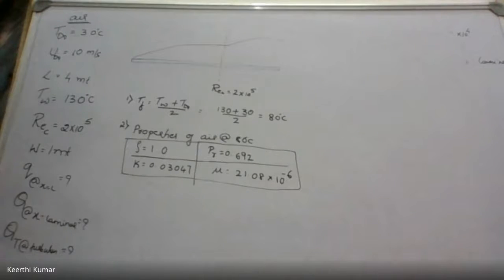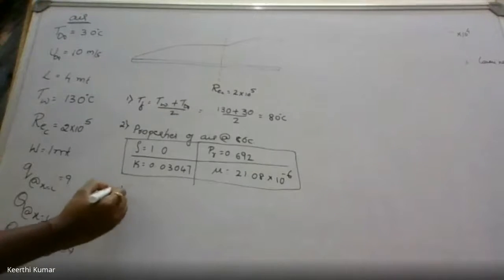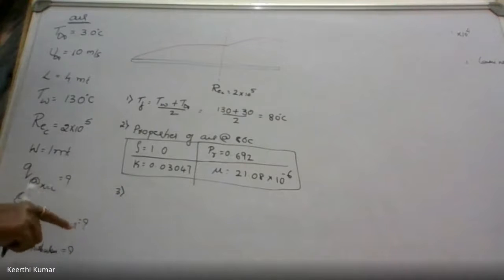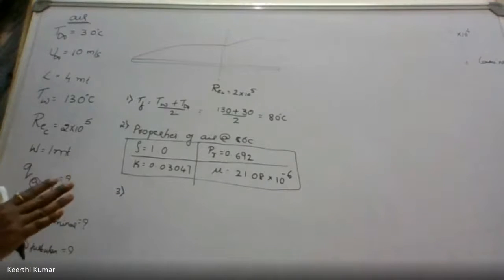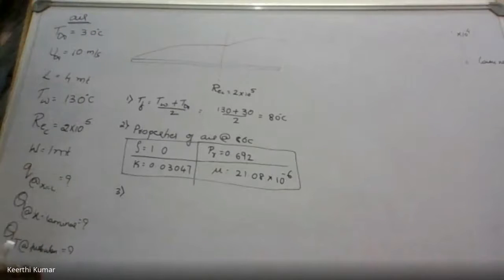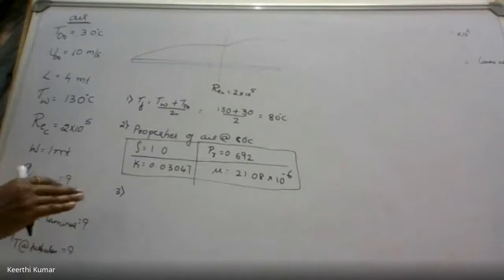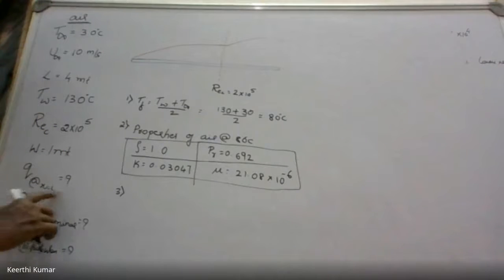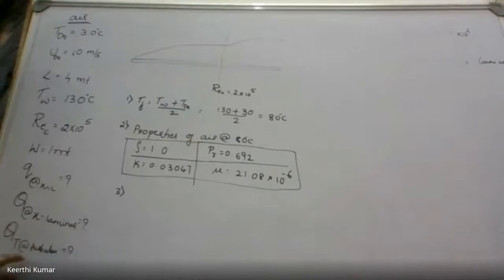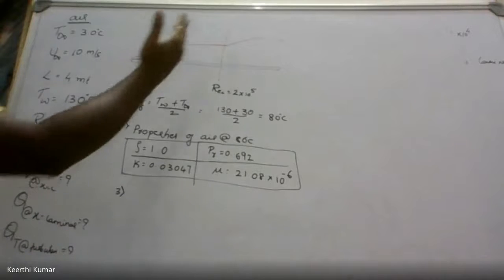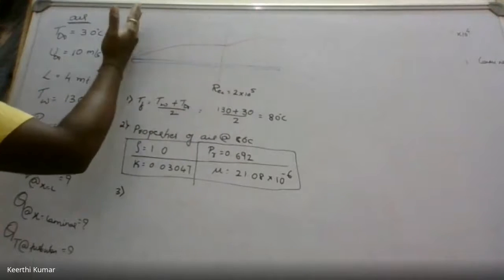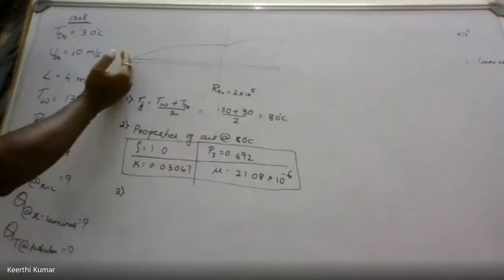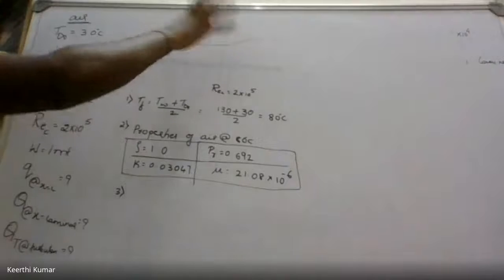Generally, the next step is finding the Reynolds number. Here there is no need to find the Reynolds number because he has not given the value of x and he is not asking for the Reynolds number at a distance x. He is asking to find the Q in the laminar region, Q in the turbulent region, and the total Q for the plate, that is, the rate of heat transfer below this point, after this point, and total.